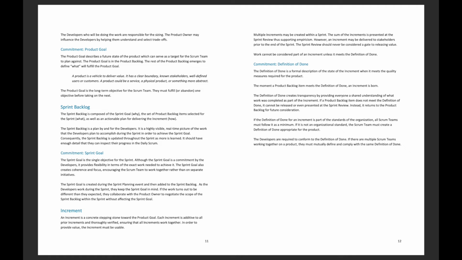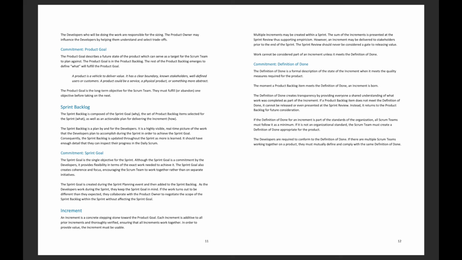Commitment. Product goal. The product goal describes a future state of the product which can serve as a target for the Scrum team to plan against. The product goal is in the product backlog. The rest of the product backlog emerges to define what will fulfill the product goal.